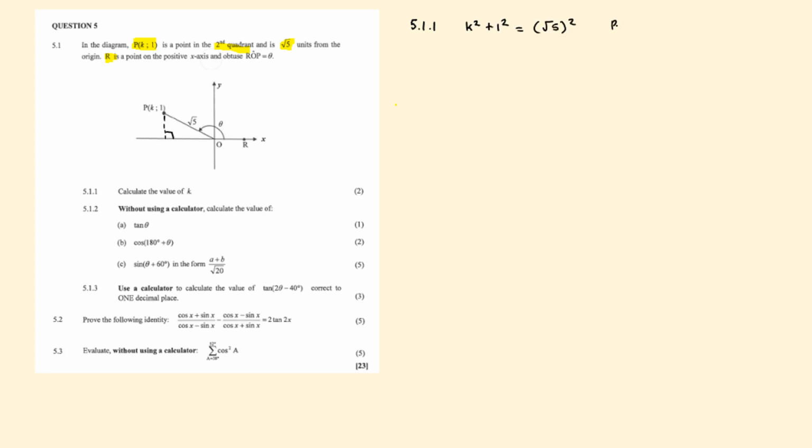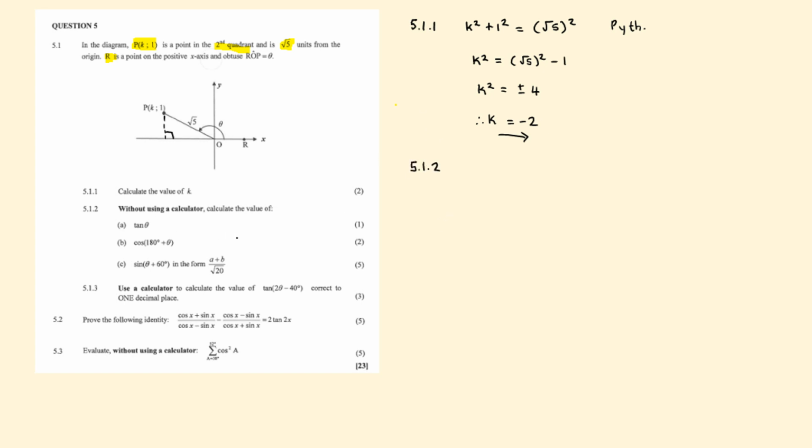So K squared plus 1 squared will be equal to the square root of 5 squared. This means that K squared is equal to the square root of 5 squared minus 1, making K squared equal to 4. Therefore, K is equal to minus 2, since we are in the second quadrant and x is negative.